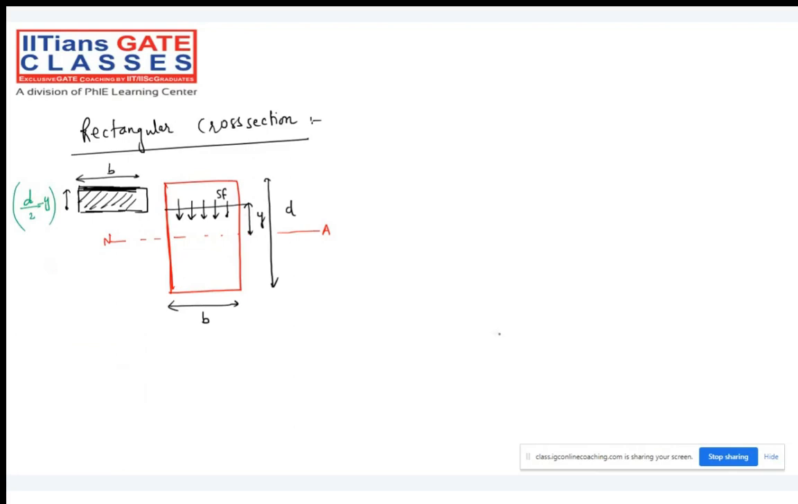So what about the shear stress formula that we know? The shear stress formula is F A Y bar divided by I multiplied by B. B or T, whatever it may be. Shear force, let's say F only. Area, what is the area of that section? B into d by 2 minus y. What about the Y bar of that section from the neutral axis?